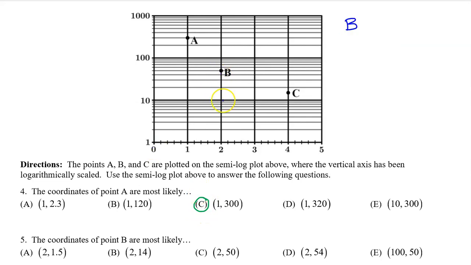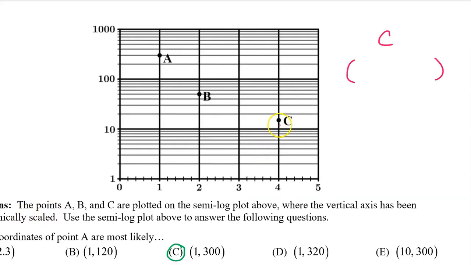Moving on to point B, it is at 2 on the horizontal, and we have passed 10, so we must count by tens after this. So this is 10, 20, 30, 40, 50. So I'm looking for whatever is 2 comma 50 or very close. It looks like the answer is again C.